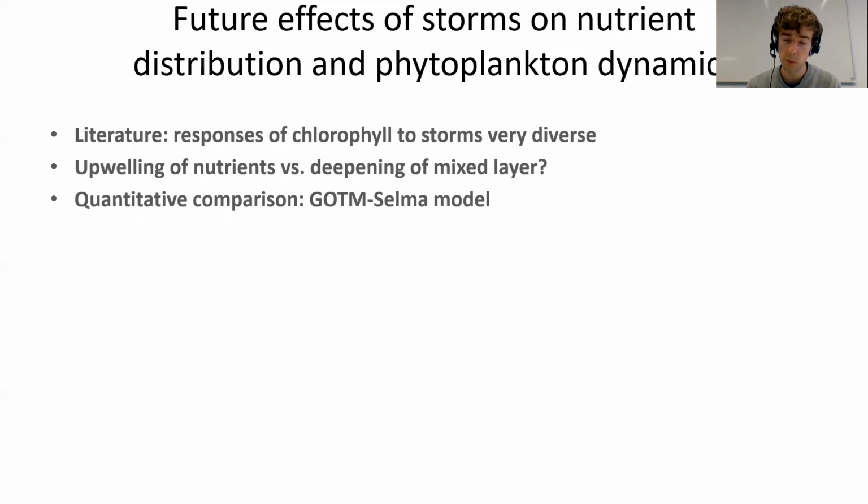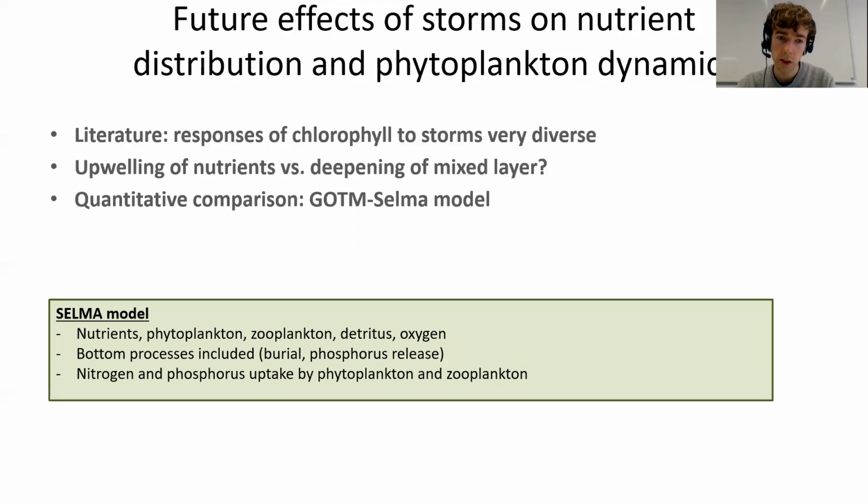And we use the GOTM-SELMA model, which are coupled with the FABM framework, to do a quantitative comparison. So GOTM is the physical model that I mentioned in the first half of the presentation, and SELMA is a biogeochemical model which has nutrients, some phytoplankton groups, zooplankton, detritus, and oxygen, and includes some bottom processes like burial and phosphorus release. Essentially, under influence of light and nutrients and temperature, phytoplankton can grow and might be predated by zooplankton. When they die, they go into a detritus pool, and then the nutrients may get recycled.